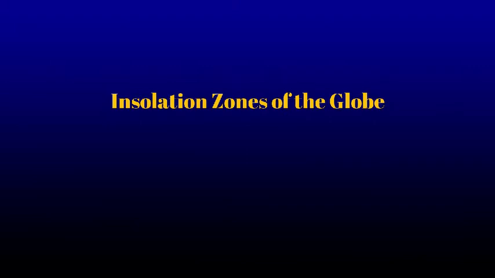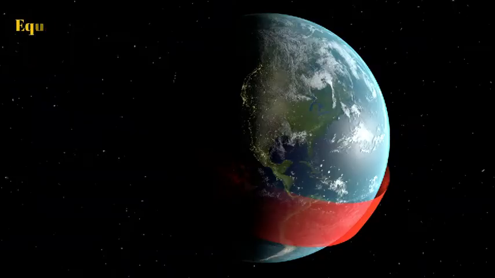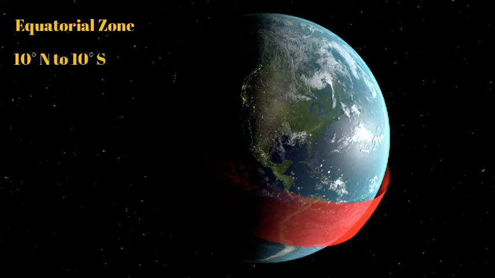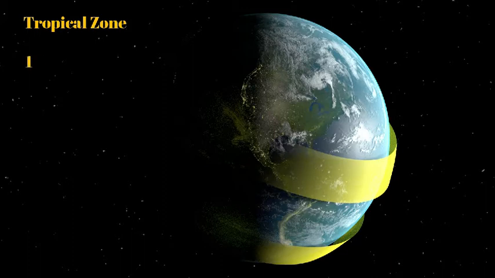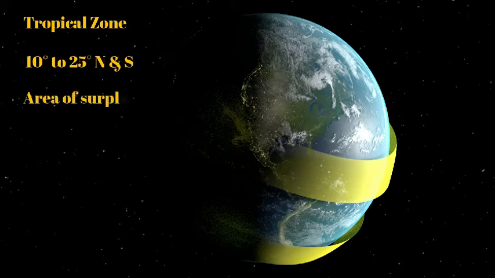World insolation balance on the globe can be divided into zones. Equatorial, 10 degrees north and 10 degrees south: a large surplus of insolation. There is intense sun radiation year-round. Tropical, 10 degrees to 25 degrees north and south. Here is where you find the tropics of Cancer and Capricorn. Insolation is at a surplus.